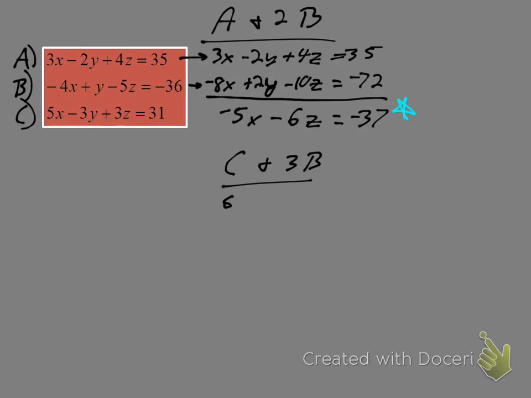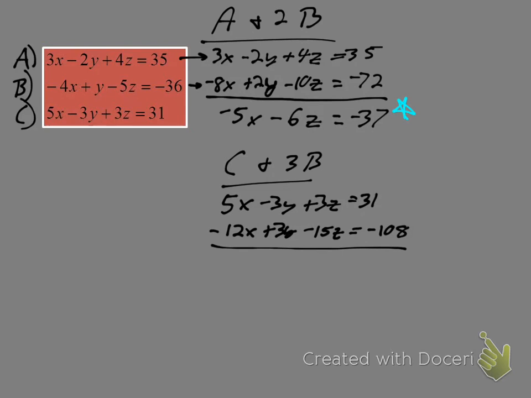5x minus 3y plus 3z equals 31. And then triple everything in B. So negative 12x plus 3y minus 15z equals, hold on, negative 108. Is that right? 6, 12, 18? Yeah.